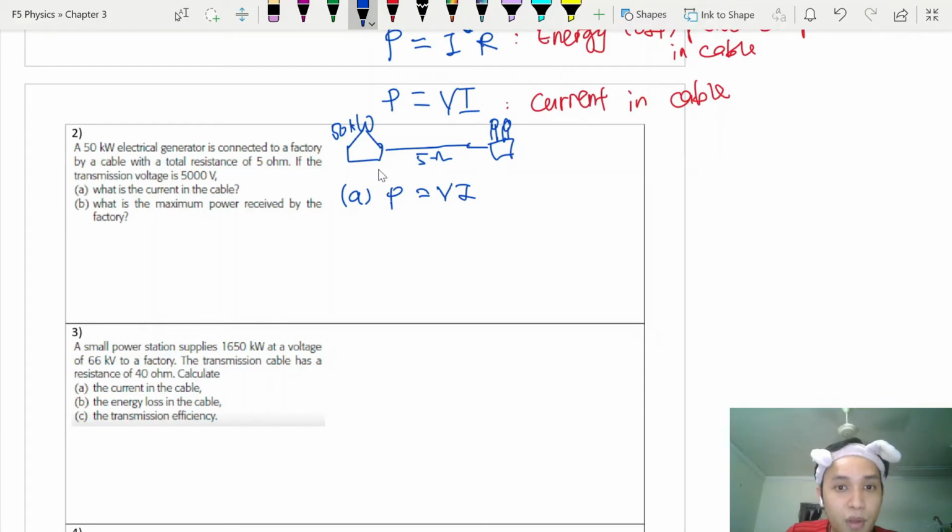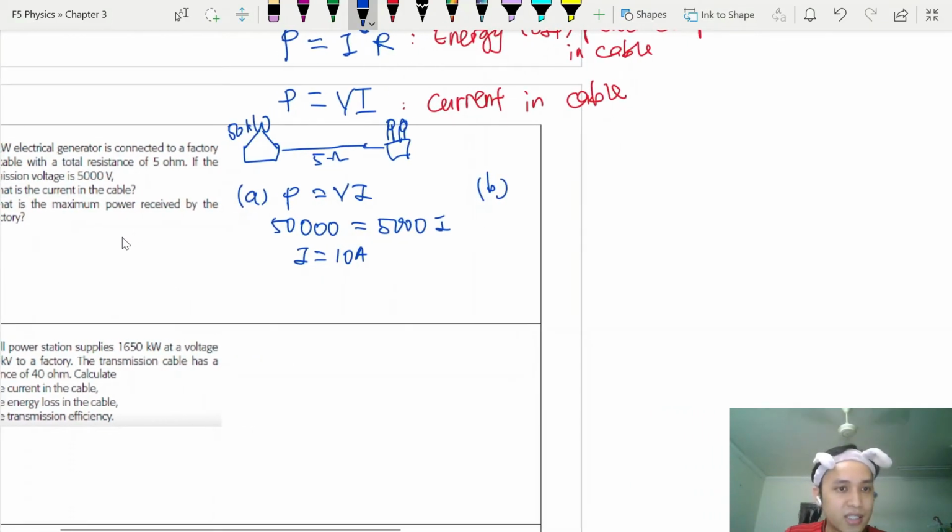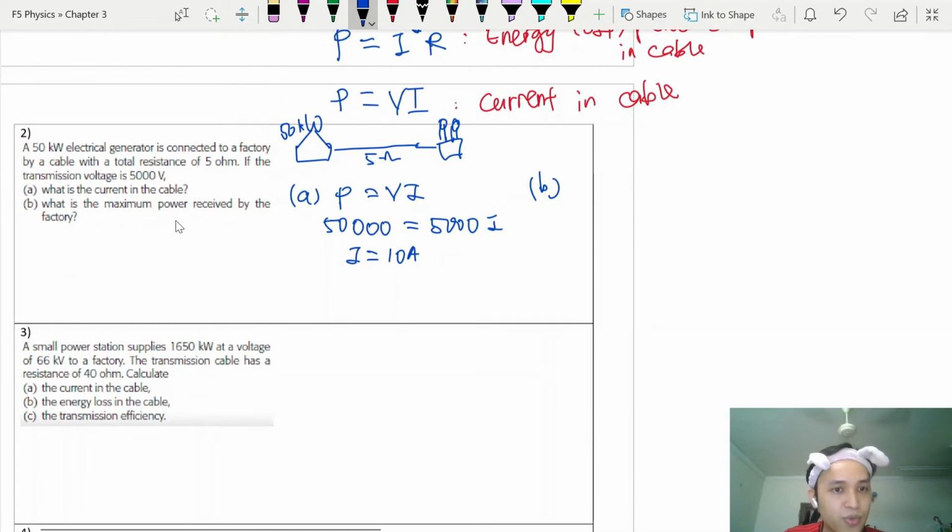Right, so your power here is 50 kilowatts, meaning from the generator. So I need to change off the kilo, so 50,000 watts. Voltage is 5,000, and then your current. So this one will be 10 amperes. Alright, and then second, they ask me what is the maximum power received by the factory.